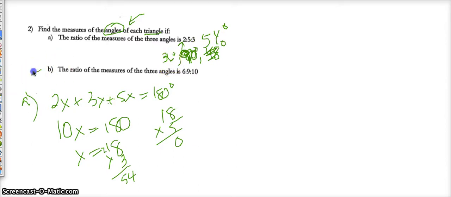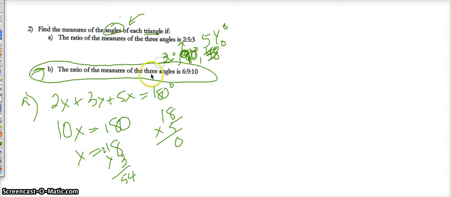So now that you did A, you should certainly know how to do B, because we talked about the ratios of the measures, again, of the 3 angles. So I'm going to expect you guys to know the 6 to 9 to 10 ratio for that one on the next one, okay? All right, let's move on.